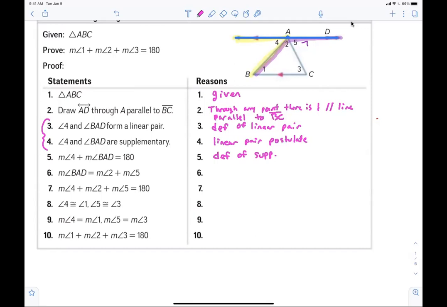And then it says, so in my analysis earlier, I just said all 3 angles form a linear pair. They didn't like that, even though we knew that to be true. So they're breaking them down even further. Now somebody tell me why angle BAD is equal to the measure of angle 2 plus the measure of angle 5. Who remembers that?